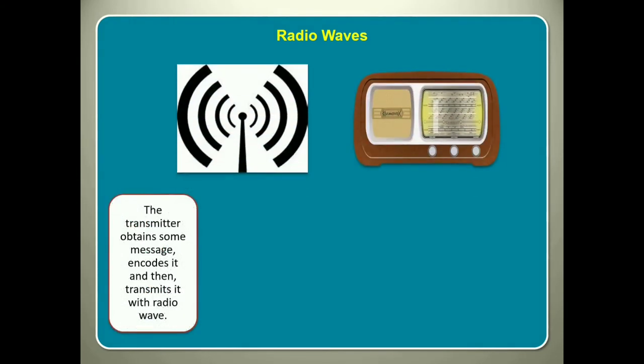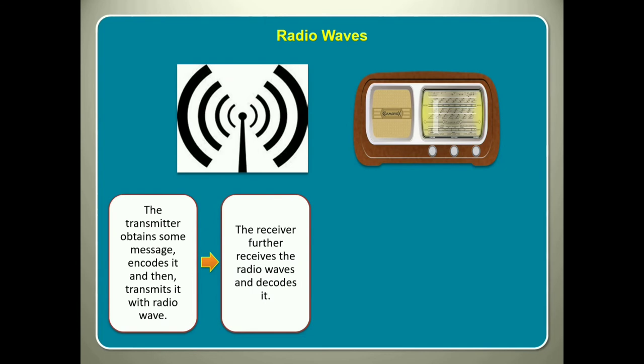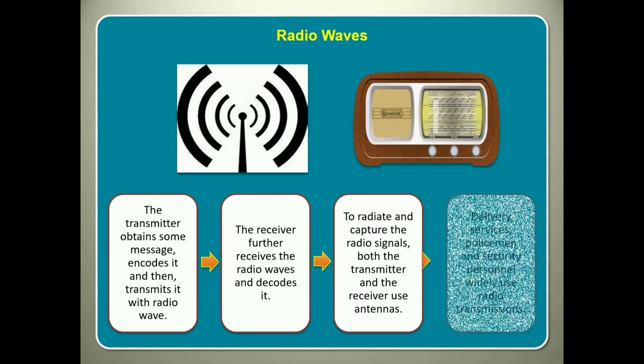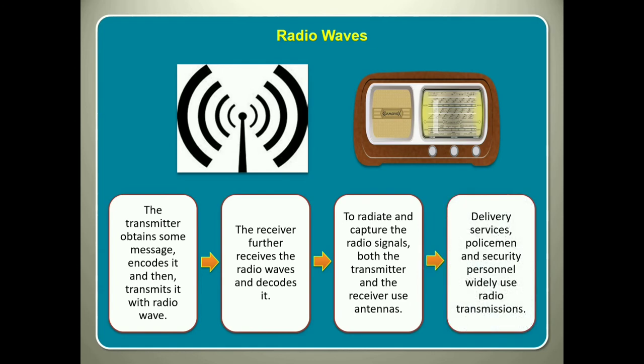Here, the transmitter obtains some message, encodes it, and then transmits it with radio wave. The receiver further receives the radio waves and decodes it. To radiate and capture the radio signals, both the transmitter and the receiver use antennas. Delivery services, policemen, and security personnel widely use radio transmissions.